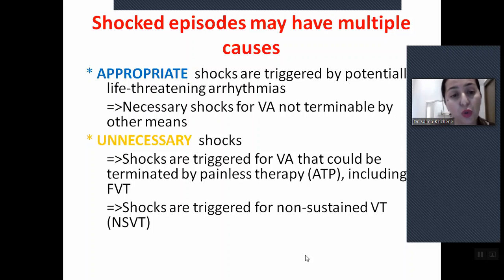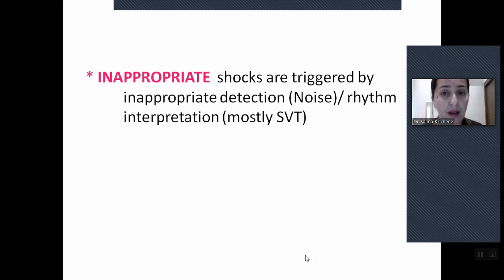We distinguish two types. Shocks are delivered for ventricular arrhythmia that could be terminated by ATP, including fast ventricular tachycardia, and shocks delivered for non-sustained ventricular tachycardia. Inappropriate shocks are triggered by inappropriate detection or inappropriate rhythm interpretation, mostly supraventricular tachycardia.